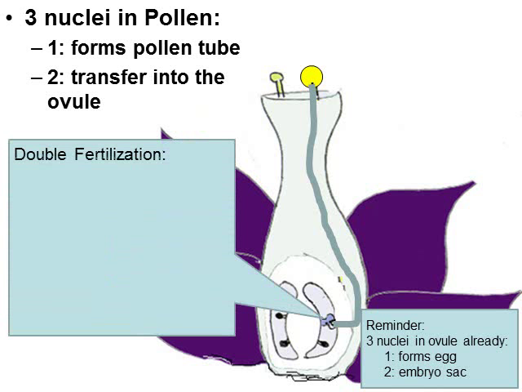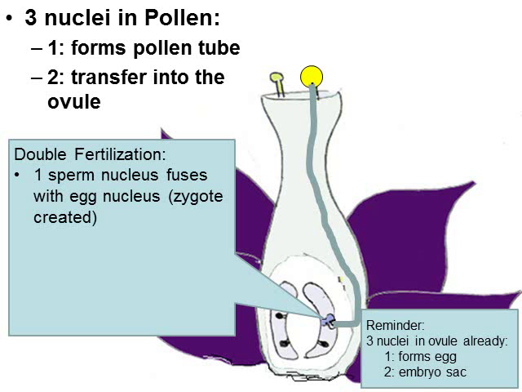This leads to a process called double fertilization. The reason it's called double fertilization is because two sperm cell nuclei traveled down that pollen tube. And so two fertilization events are going to happen. In the first fertilization event, one nucleus from the sperm will combine with one nucleus from the egg. That creates a zygote.